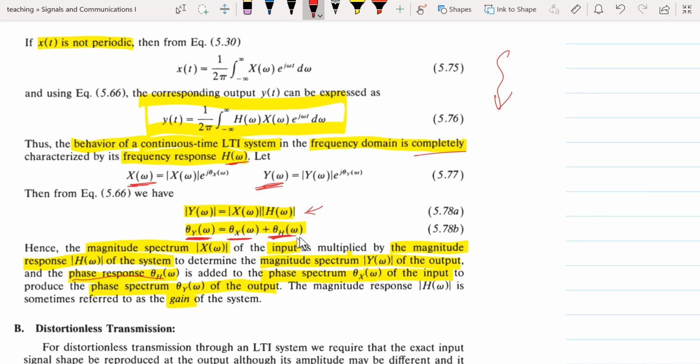Those two are particularly important because they help us describe the system if we know the magnitude and the phase of the system that is defined from its frequency response. We are saying also that the magnitude response, described by the magnitude of H of omega, is also referred to as the gain of the system.